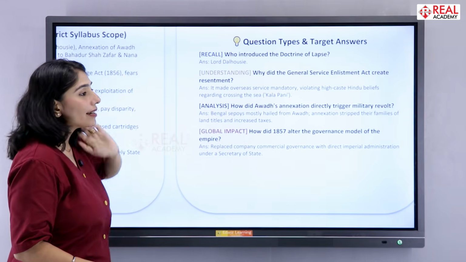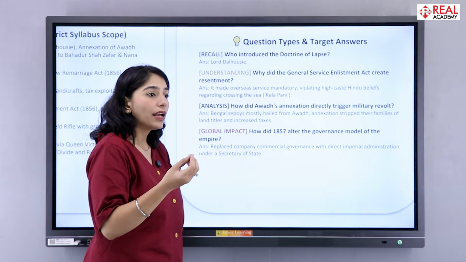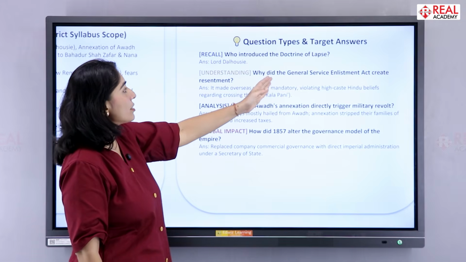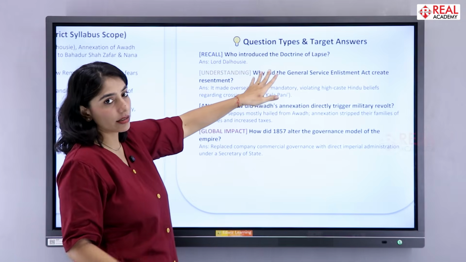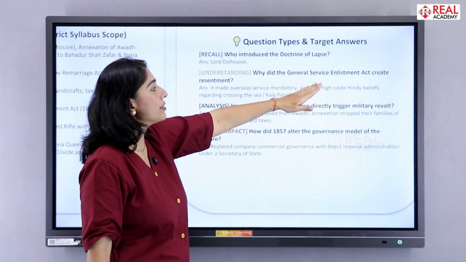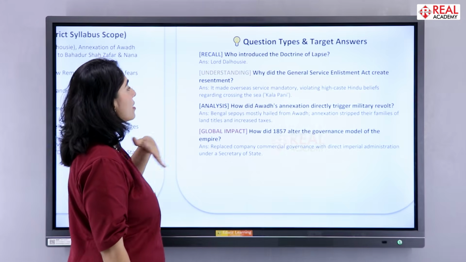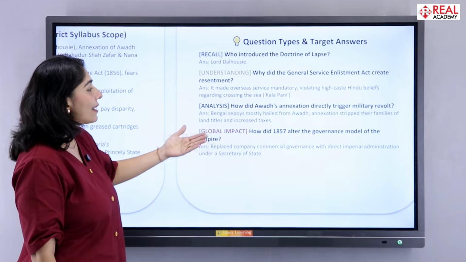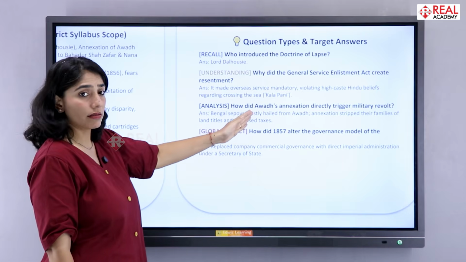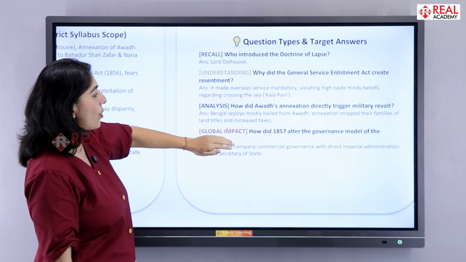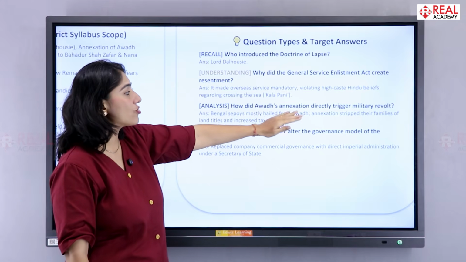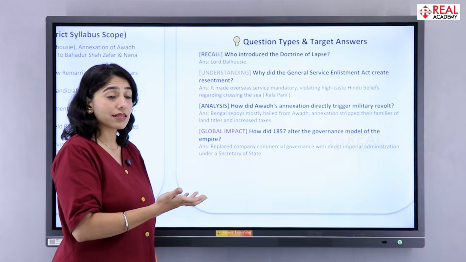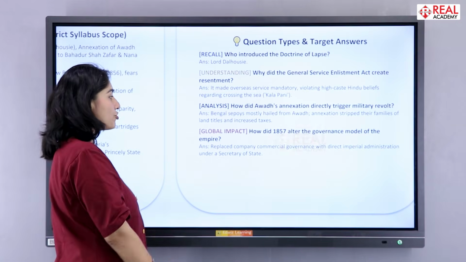All right. Understanding is how can you come up and reflect the conceptual knowledge that you have here. So generally for understanding, the term used is why. Why did the General Service Enlistment Act create resentment? So you talk about understanding here. Analysis, okay, see the variations in the question. How did annexation directly trigger the military revolt? So how do you analyze this? How can you come up with conceptual knowledge here?